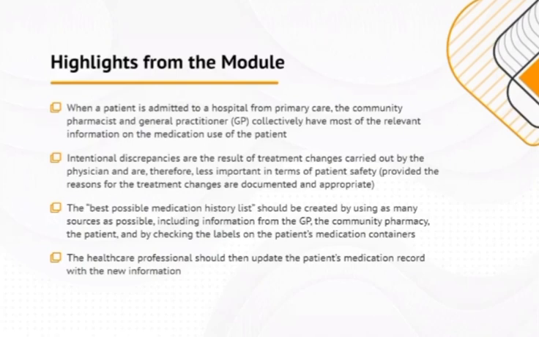The best possible medication history list should be created by using as many sources as possible, including information from the GP, the community pharmacy, the patient, and by checking the labels on the patient's medication containers. The healthcare professional should then update the patient's medication record with the new information.